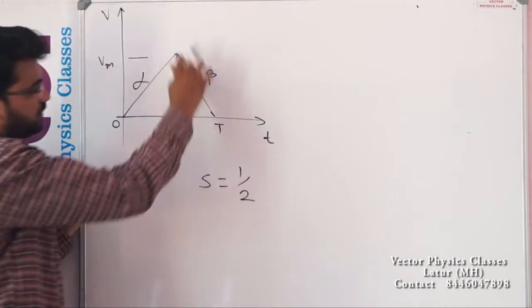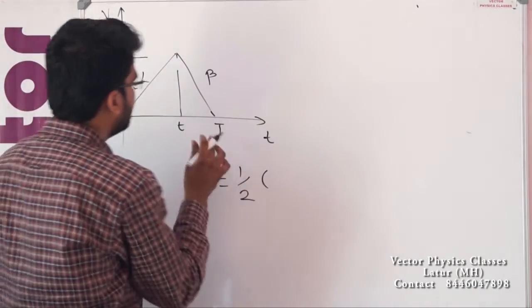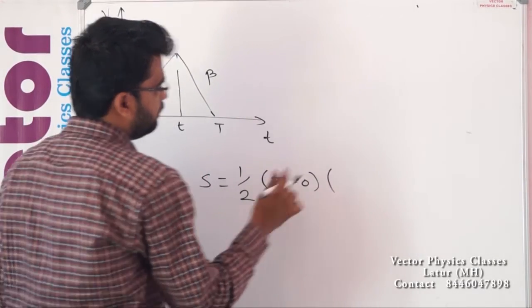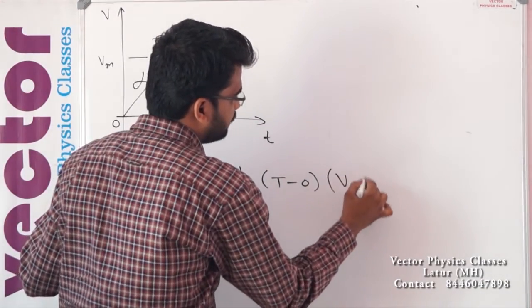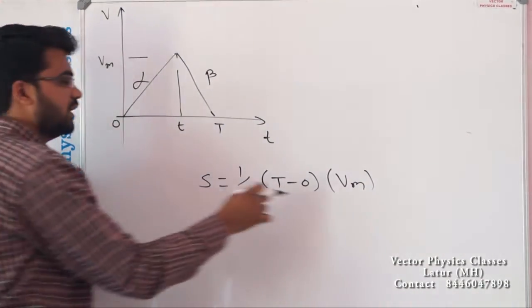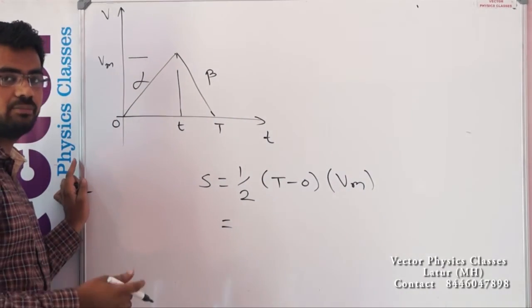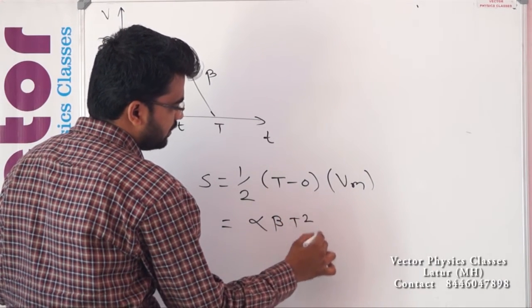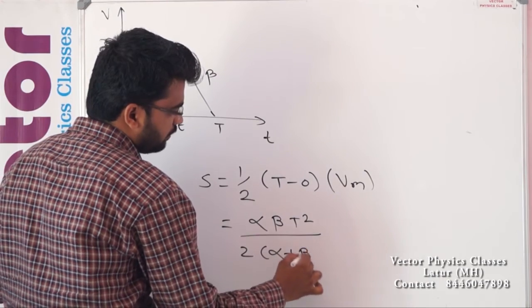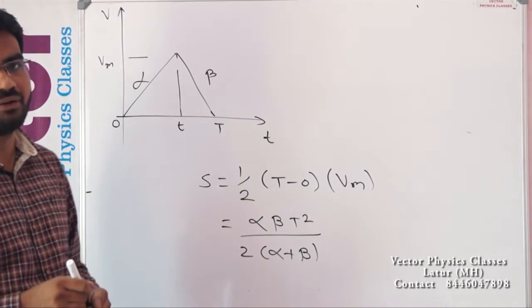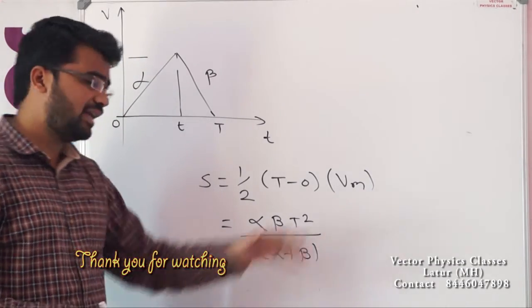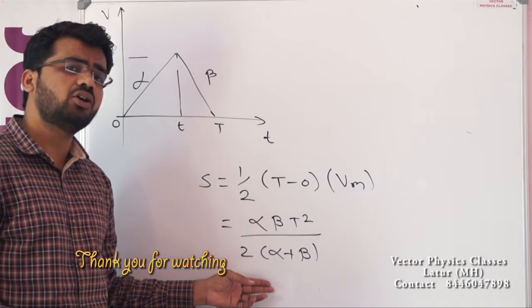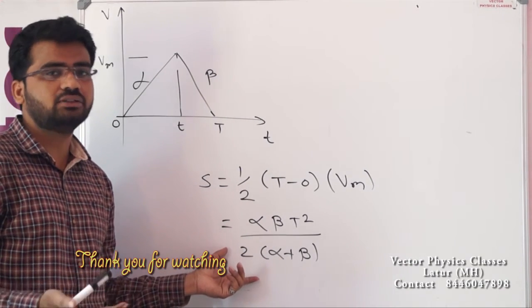Okay, so the distance traveled is S, and that is equal to the area under this graph, and the area of a triangle is half base into height. So the base is capital T minus 0, and the height is Vmax. From the previous expression, we know Vmax is alpha beta capital T divided by alpha plus beta. Putting this in, we'll get alpha beta capital T square divided by twice of alpha plus beta, and this is the distance traveled. It is very simple, and most of the questions are based on finding the maximum velocity or the distance traveled by an object.